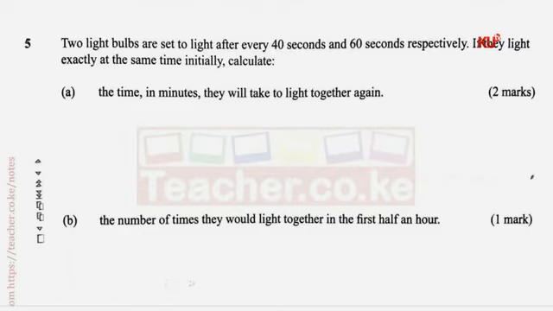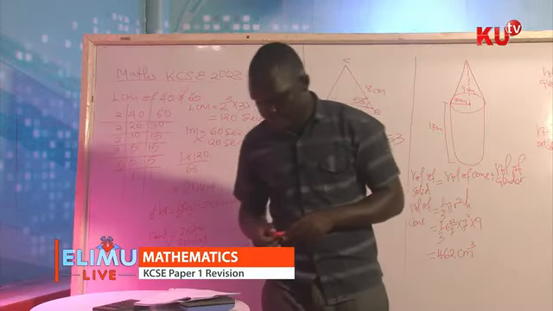15 times. So that means that the number of times that those bulbs will light together after half an hour is they light up together 15 times. So that is how you are also supposed to answer part B of question number 5.